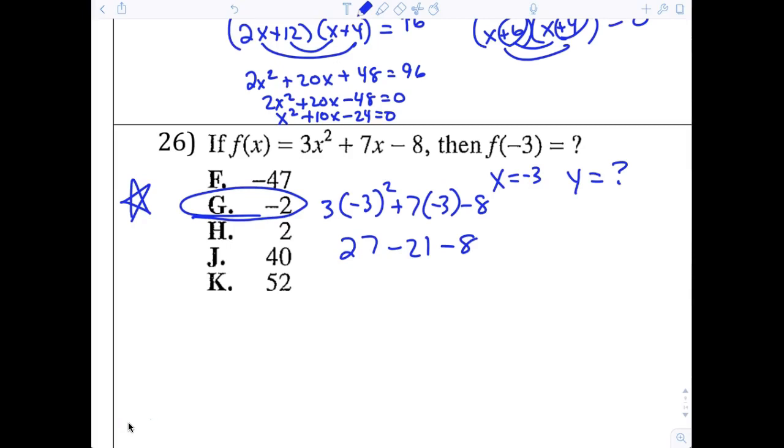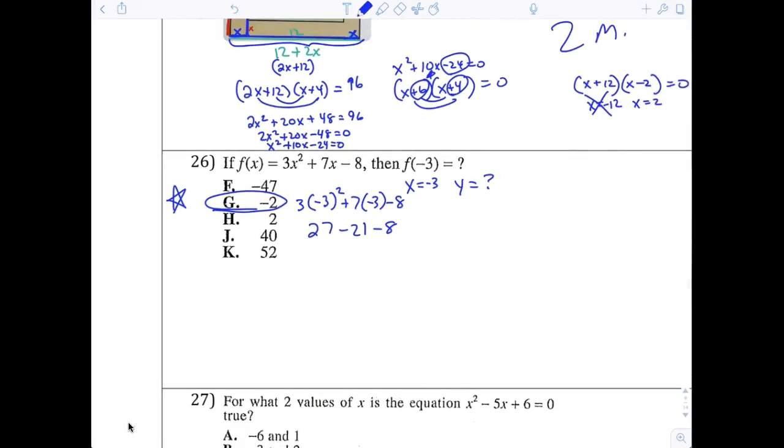All right, functional notation. When they say f of x or f of negative 3, that's the time when you plug negative 3 in for x. If I said f of x equals 10, that's find x when y equals 10. All right, that's that notation.